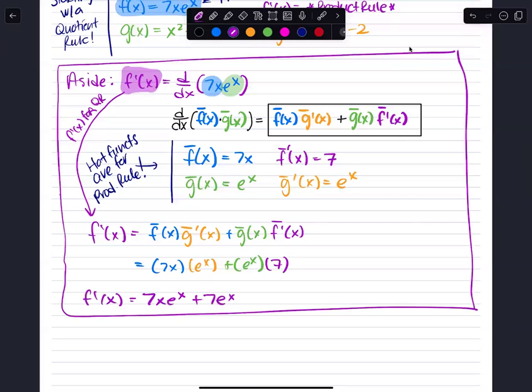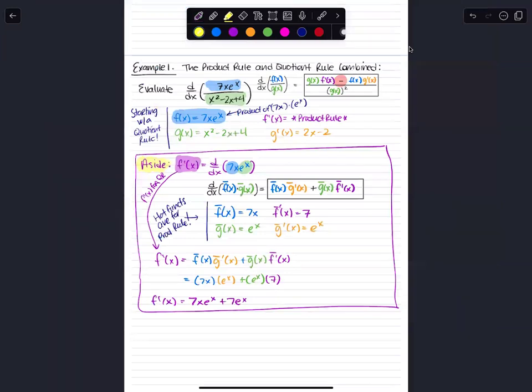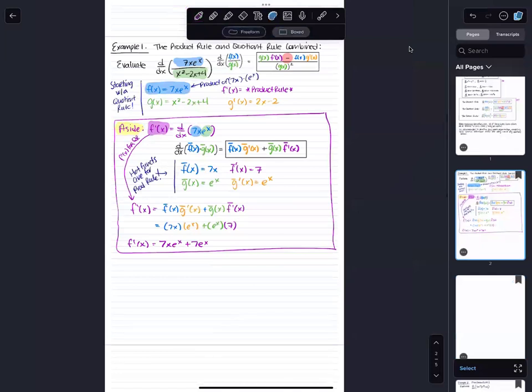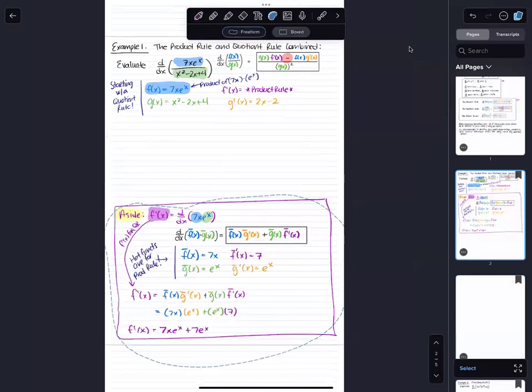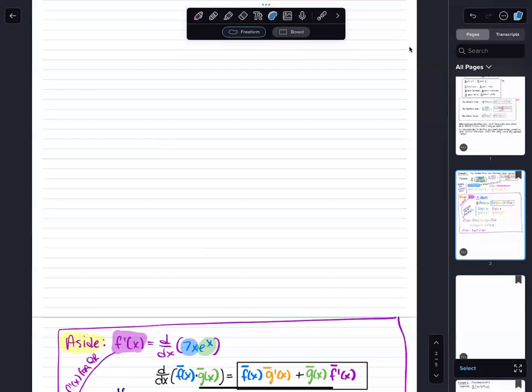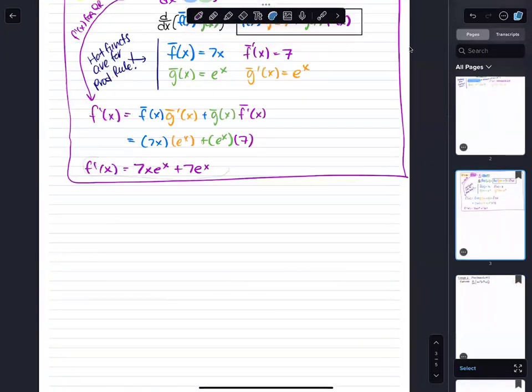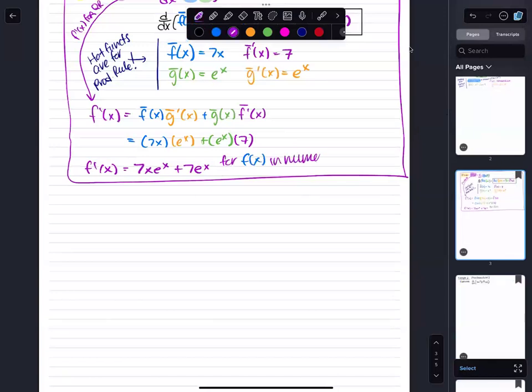Again, this is an aside. This is on a completely separate sheet of paper because, now that I've done it, I'm even going to put it on another piece of paper to get it out of the way of the quotient rule that we started. We found ourselves using the product rule to finish evaluating the quotient rule. We found the f prime function for the numerator. So this is for f of x without a bar in the numerator of the quotient rule above.